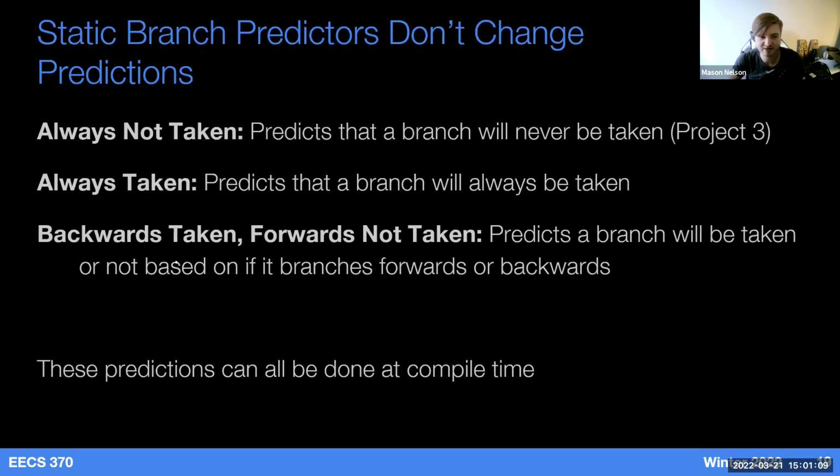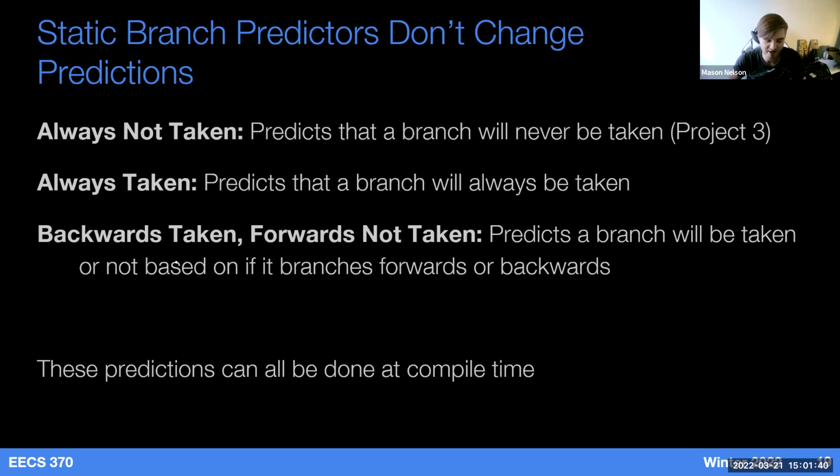So we can do this statically. We can say that we're just going to have a constant policy. Maybe, like the project, we always predict that a branch is not taken. Maybe we always predict that the branch is taken. So except for that first time, we'll just hold that branch target. And then when we see the PC of the BEQ go through our fetch stage, on the next cycle, we'll update the PC to be that branch target. And so that'd be an always taken scheme.